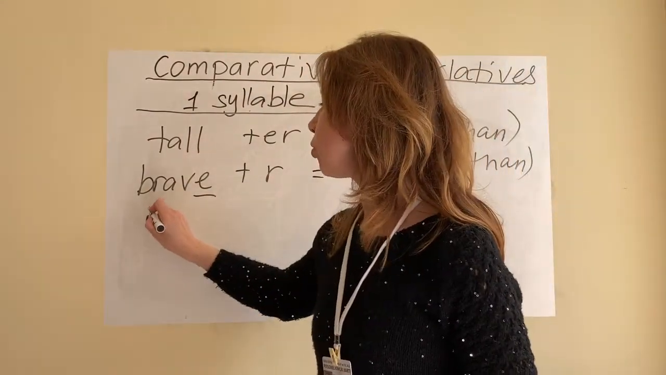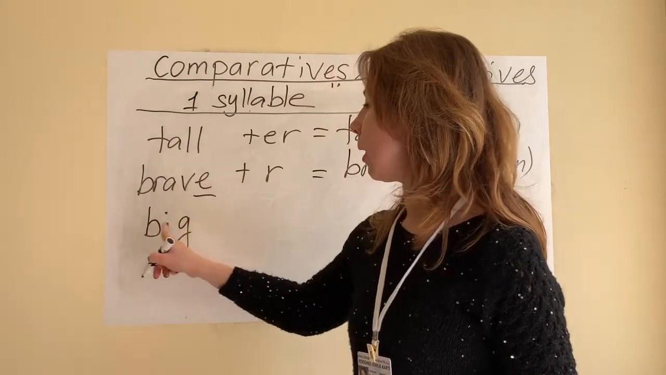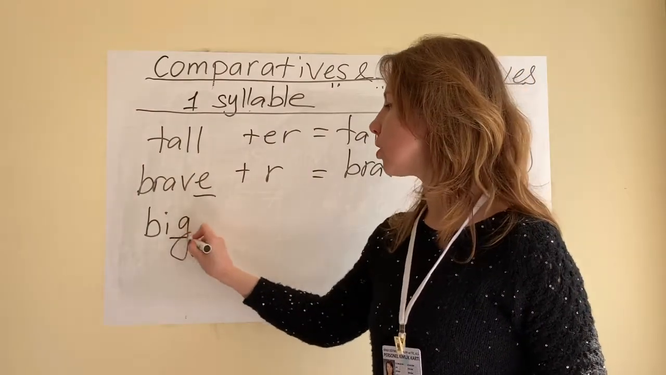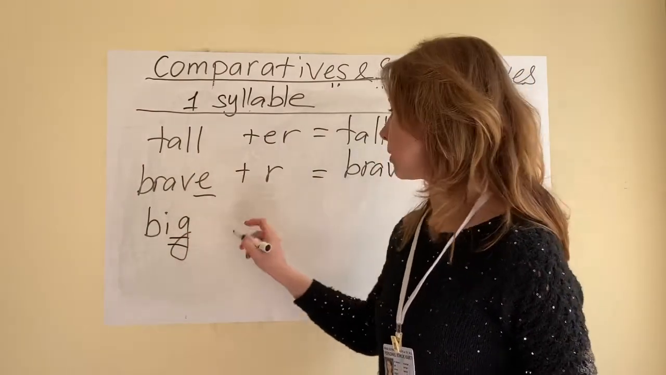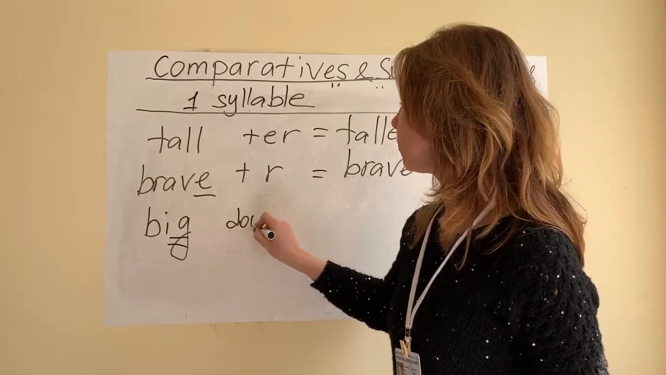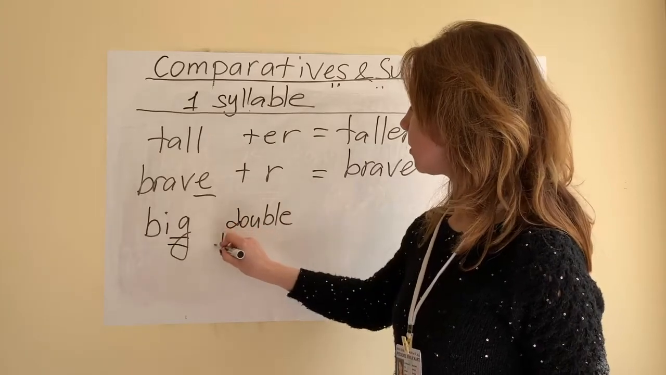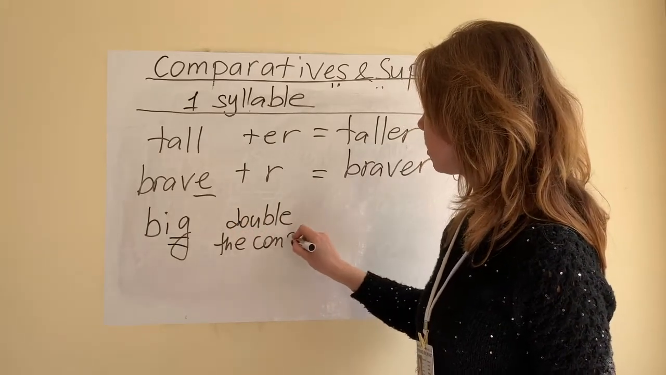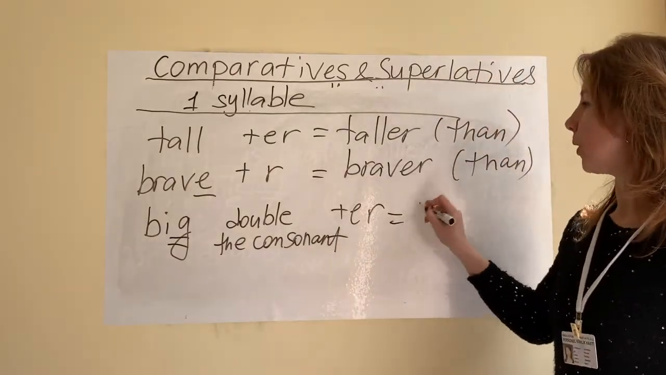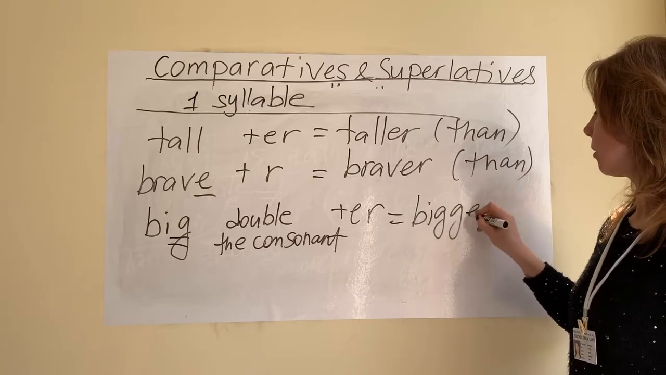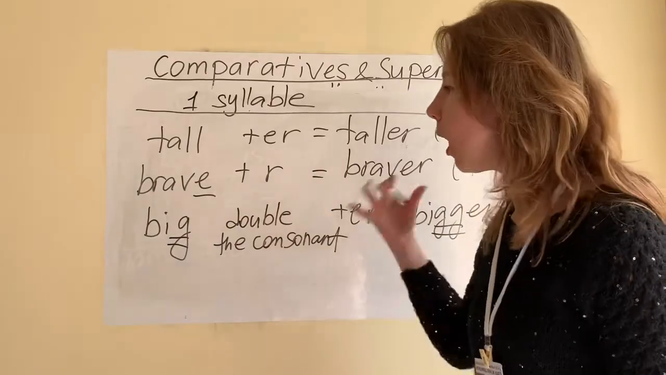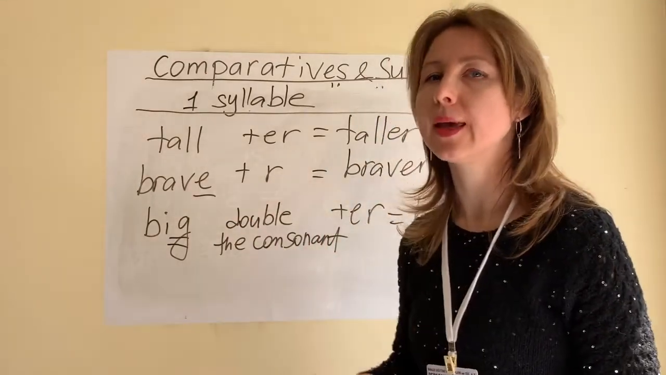If we have a short adjective, but it has consonant, vowel, consonant, we need to double the last consonant. So we double the last letter, the last consonant, and then we add ER as well. So we have here bigger, bigger than, and so on. Or hot, hotter, the same case.